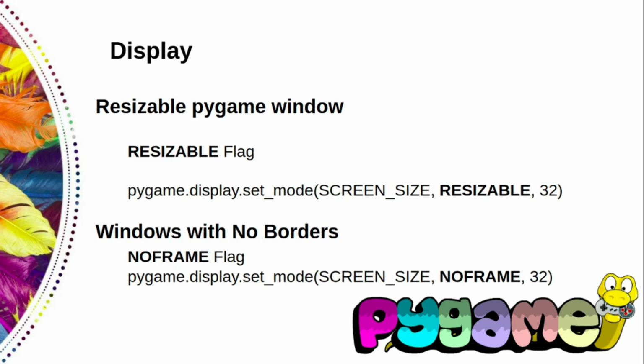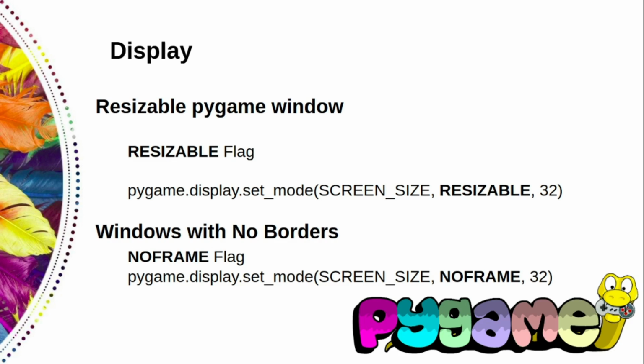VIDEORESIZE event that contains the new width and the height of the window. When you get one of these events, you should call pygame.display.set_mode again to set the display to the new dimension.